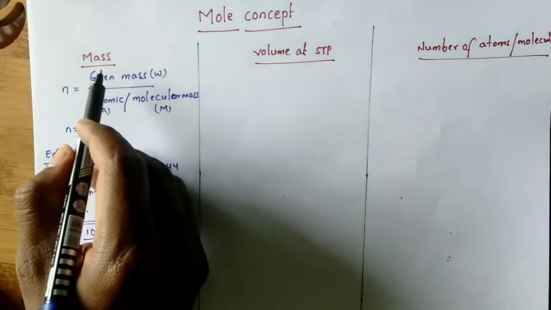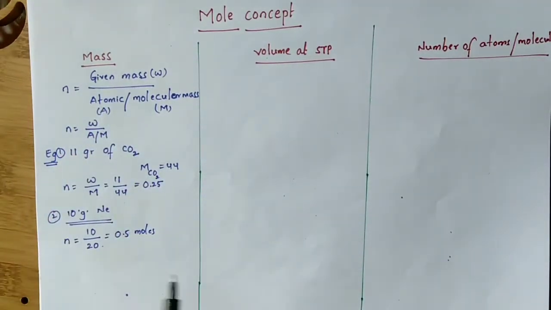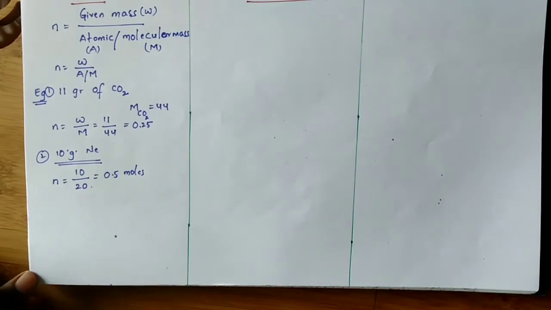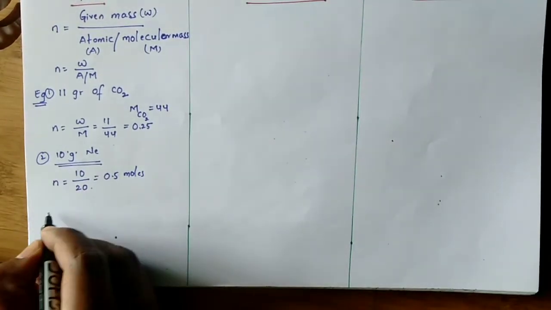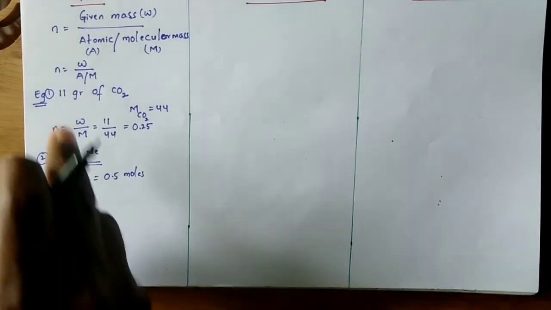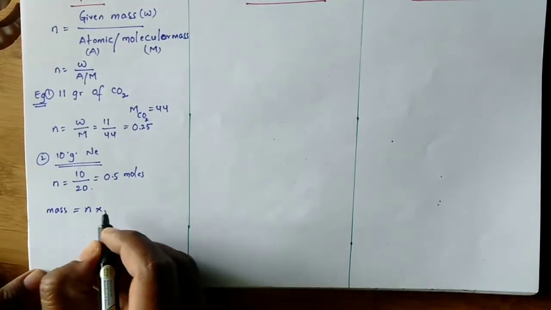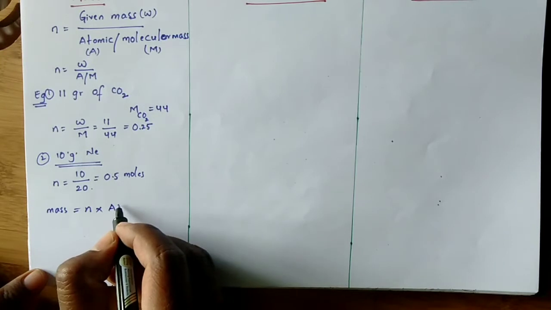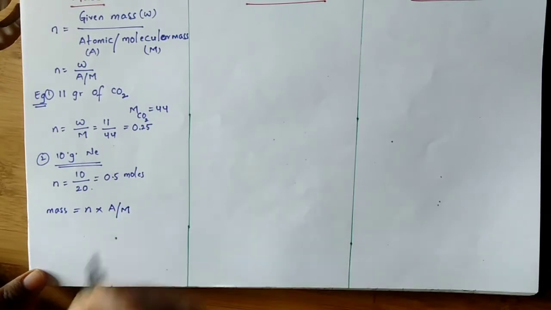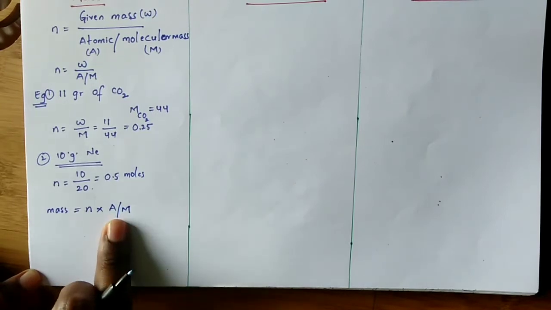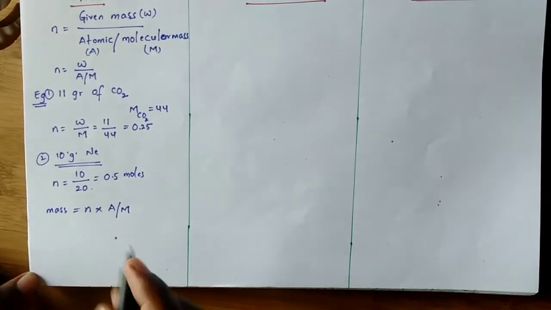If mass is given to you, you can find the number of moles, and if the number of moles is given to you, you can easily find the mass of that substance. From this relation, mass equals number of moles into atomic mass if it is an atom, or molecular mass if it is a molecule.